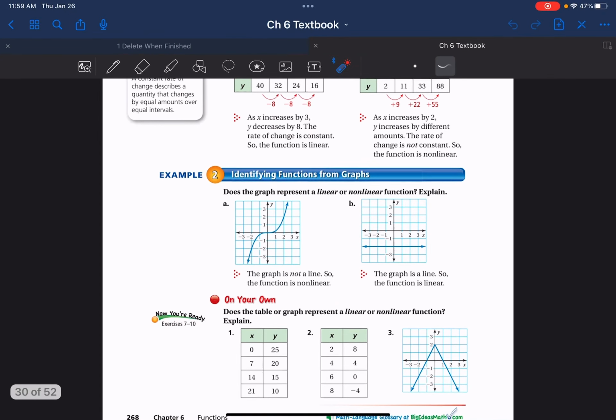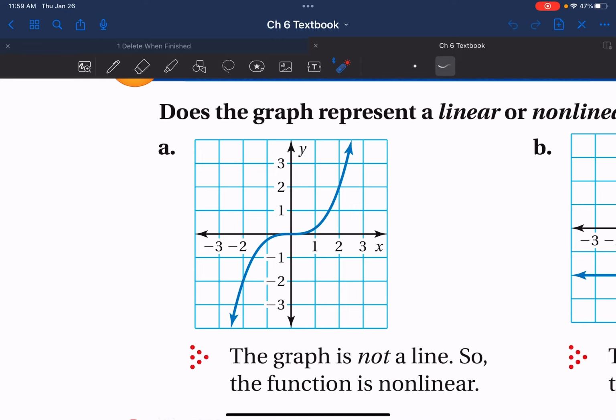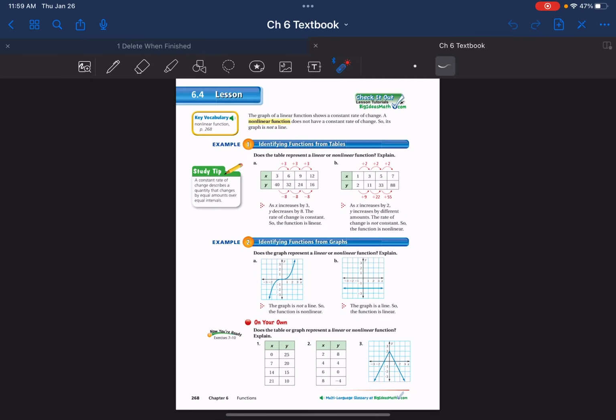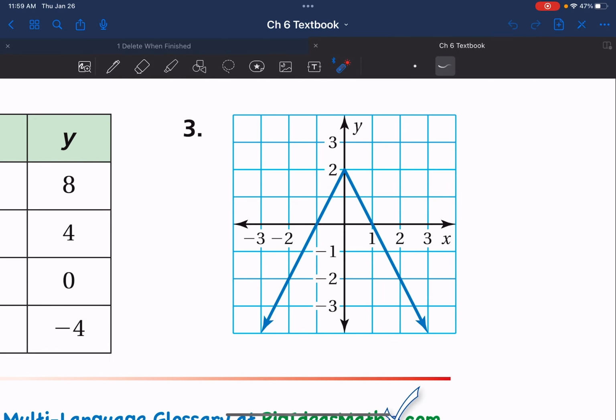I'm hopping over to the textbook real quick. Is that a linear function? No, because it's not a line. Is this a linear function? Yes, because it's a straight line. That's literally all we're asking here. Is this a linear function? No, because it's not a straight line. Yes, it's made up of straight lines, but that's an upside down V. That's a no.